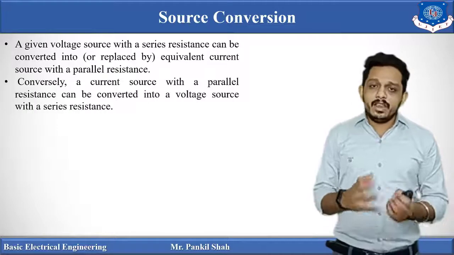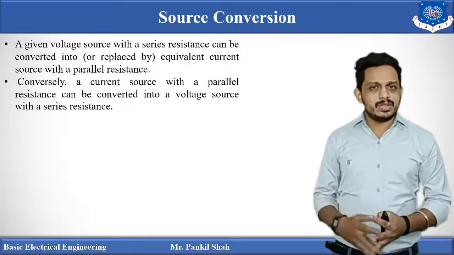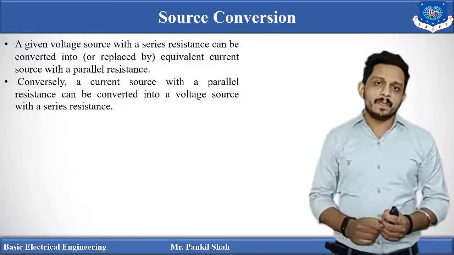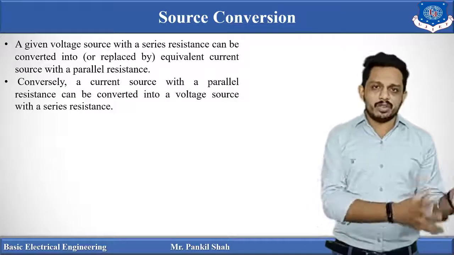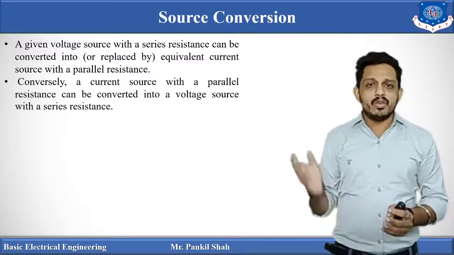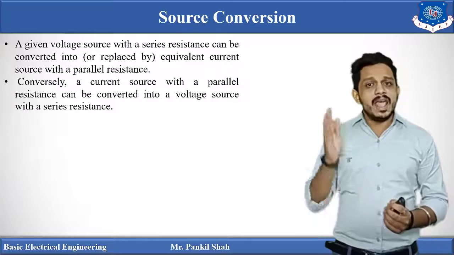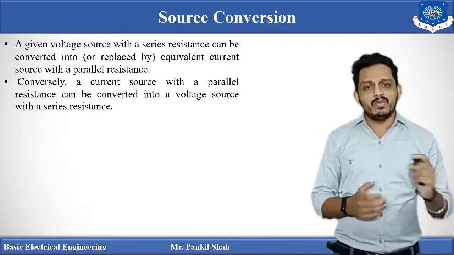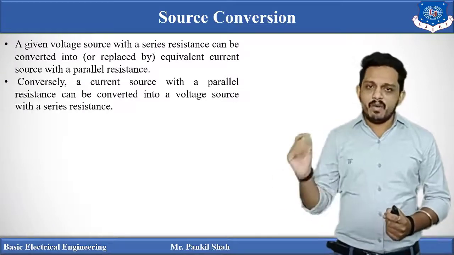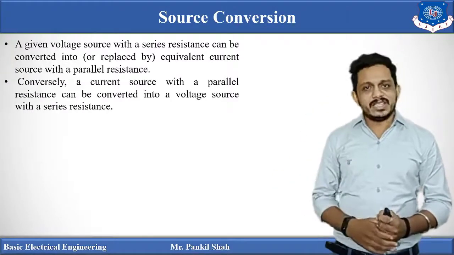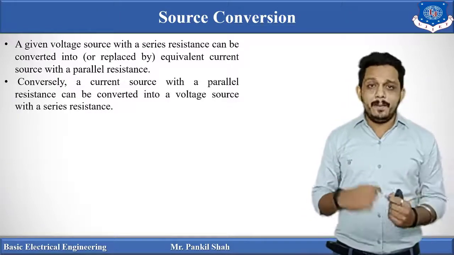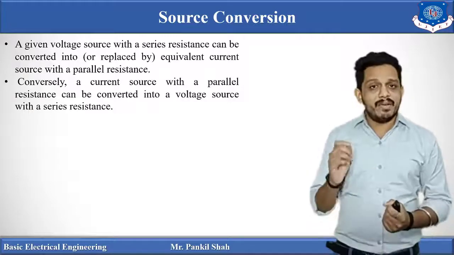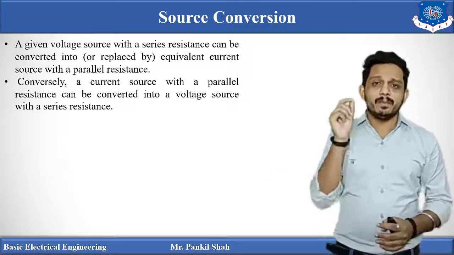Vice versa, if one current source is given, then there will be some resistance in parallel with it. If you want to transform this current source into a voltage source, then the resistance connected in parallel will be placed in series with the voltage source. So the basic concept is: voltage source and resistance are in series, and current source and resistance are in parallel. But the values of voltage and current will be changed. The values of resistance will not be changed, only the position will be changed.